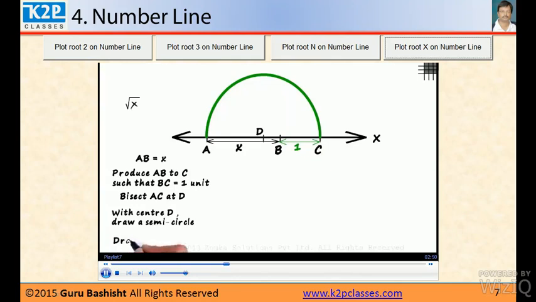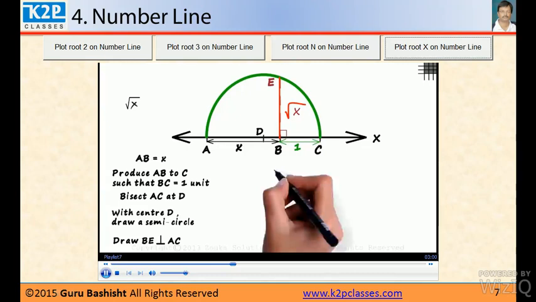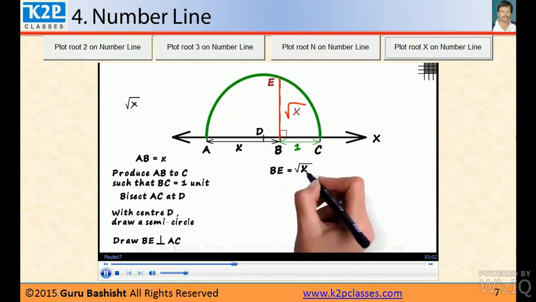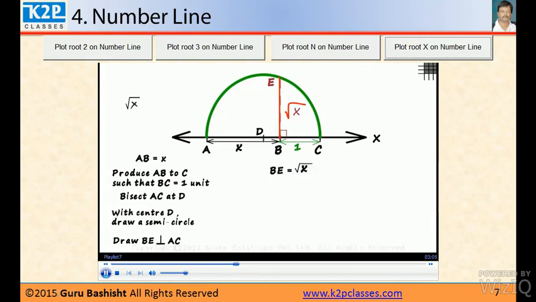So we draw BE perpendicular to AC, like this. That's it. We are done. Length of segment BE will equal root x. Once we know that this length is root x, we can just keep the vertex of the compass here and mark root x on the x-axis. So these were the steps we followed to plot root x on the number line.